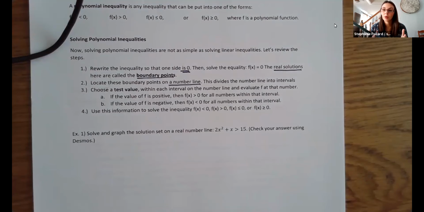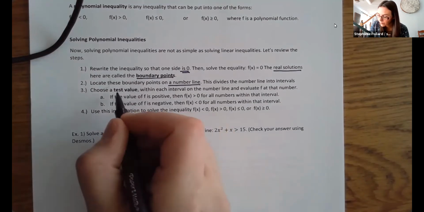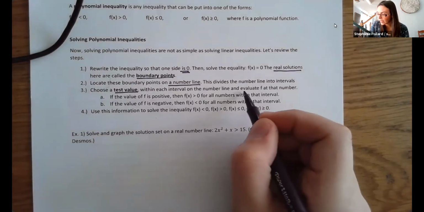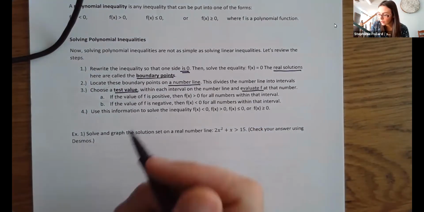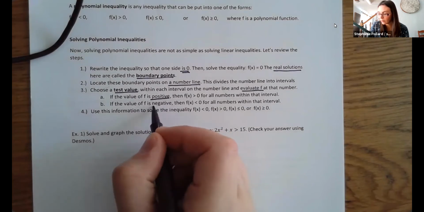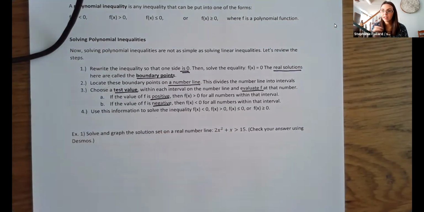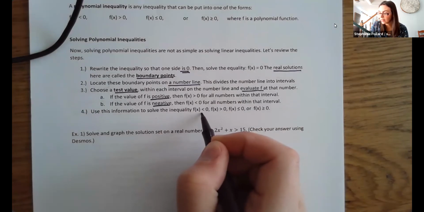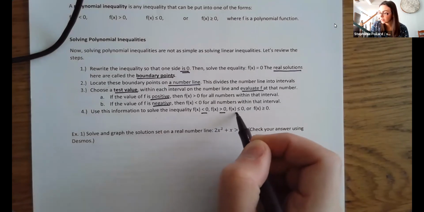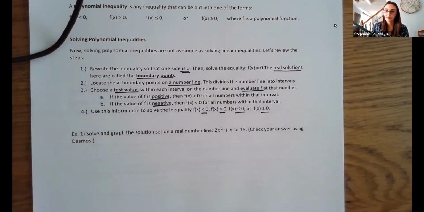And then we're going to test a value on each of those intervals. What you do is you plug it into your function. And what you're going to see is that on the interval, either you're going to get a positive result or a negative result. And actually, any value on that same interval would all be positive or all be negative. And then that's going to allow us to actually solve the inequality that we set equal to 0. So you'll have either less than 0, greater than, less than or equal to, or greater than or equal to.